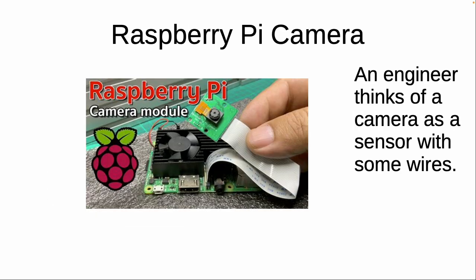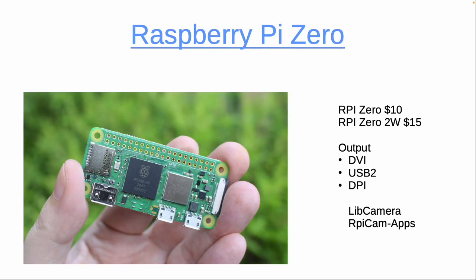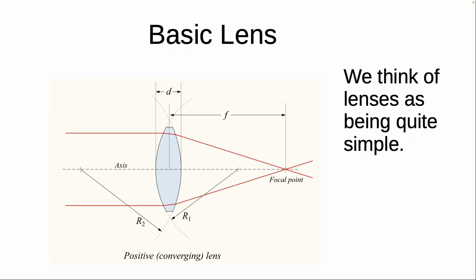But the engineers think of cameras more like something like the Raspberry Pi camera. You get 12 megapixels for like $50. And then you can plug them into a Raspberry Pi Zero, $10 or $15. It's got a port for the camera. It's got a DVI port for displaying. It's got a USB 2. It's got a GPU that does compression. You can also do a parallel RGB out. Just amazing how much functionality you get for how little money.